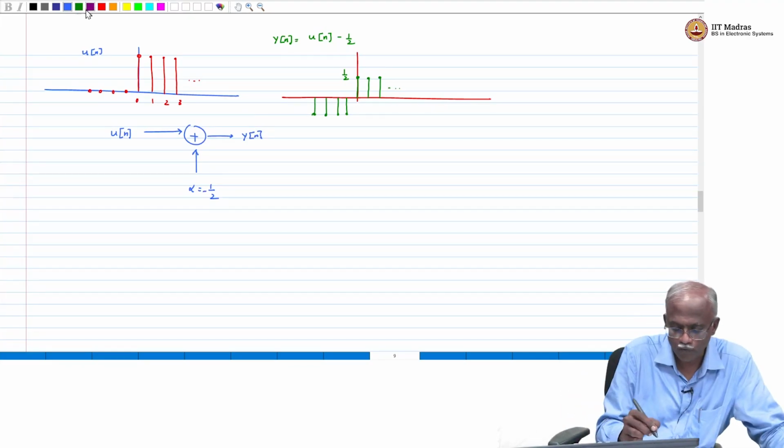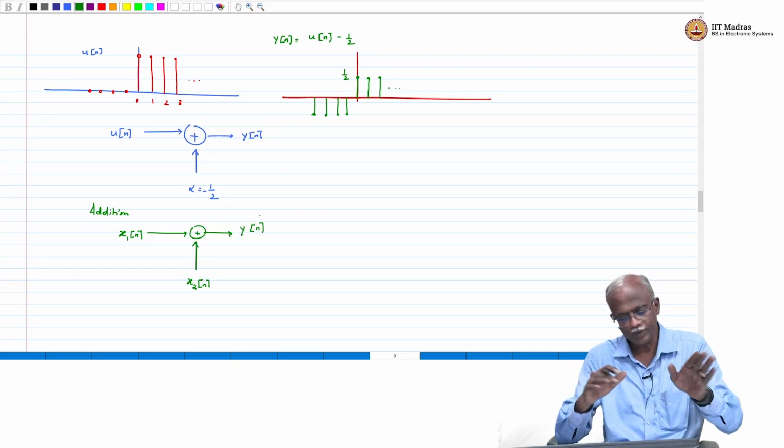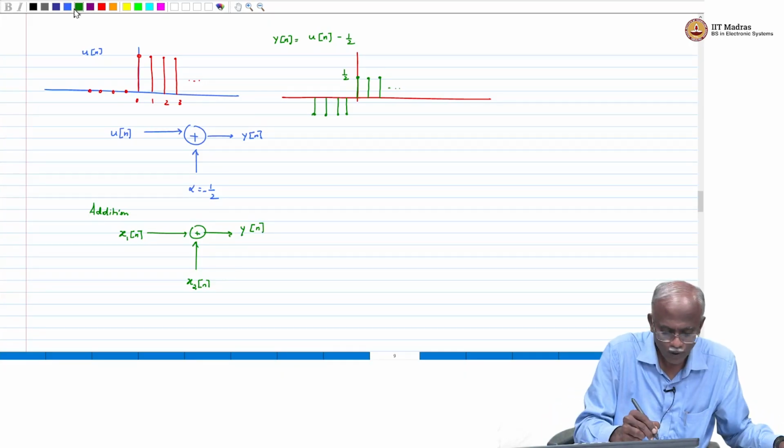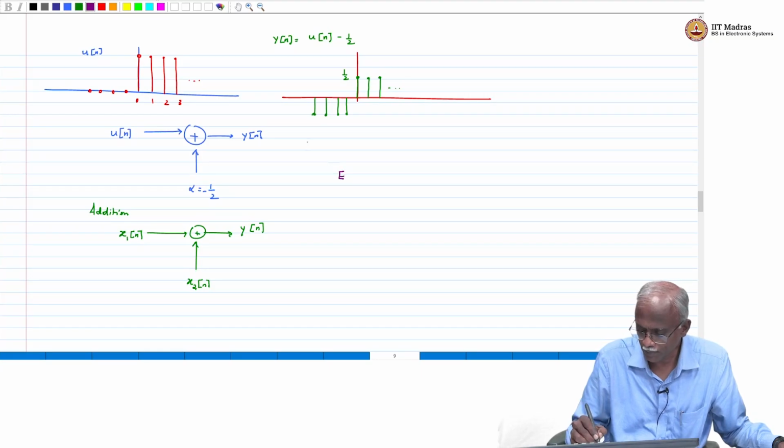You can also think of addition of two sequences. You can write x1 of n as one sequence, added to x2 of n, and this could be the output y of n. By the same token, you can multiply two sequences, and you can multiply with a scalar. Let me also give you an example of such an operation. This is an example where we do multiplication by a scalar.